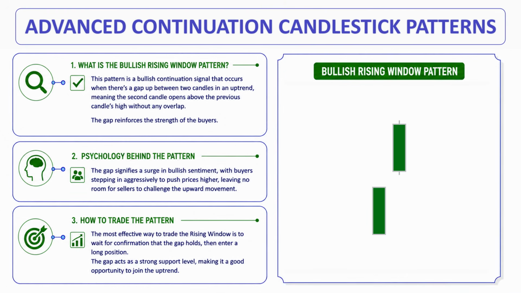Moving forward, let's explore the rising window. This is a bullish continuation pattern that occurs when there is a gap up between two candles in an uptrend. This means the second candle opens above the previous candle's high without overlap. The gap reinforces buyer strength. The psychology behind this pattern is that the gap reflects a surge in bullish sentiment, with buyers stepping in aggressively and leaving little room for sellers to challenge the move.